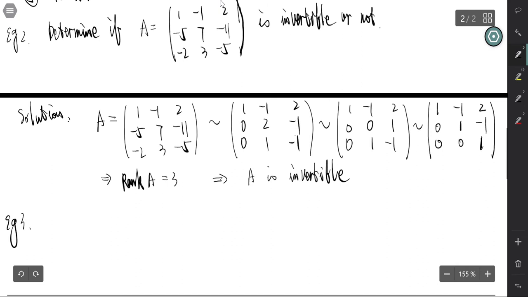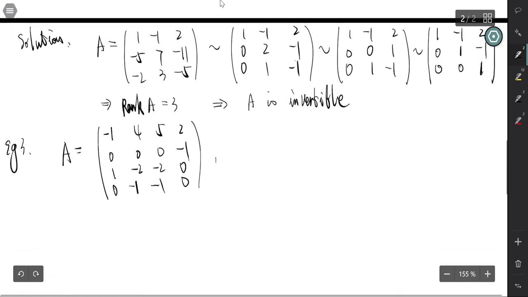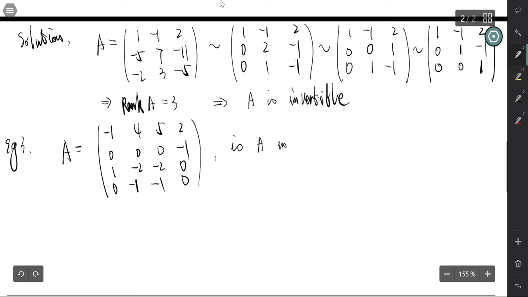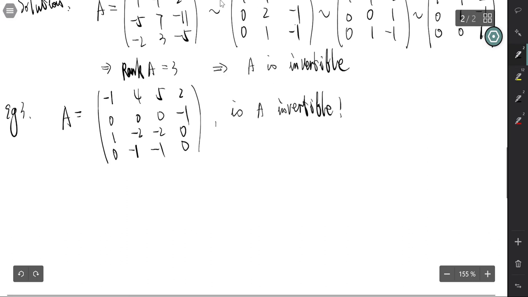Let's see another example. If A is negative 1, 4, 5, 2, 0, 0, 0, negative 1, and 1, negative 2, negative 2, 0, and 0, negative 1, negative 1, 0. Is A invertible? Because there are too many zeros here, maybe it's easier to find the determinant. So we use the determinant to determine whether A is invertible or not.